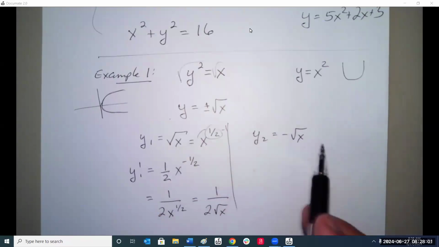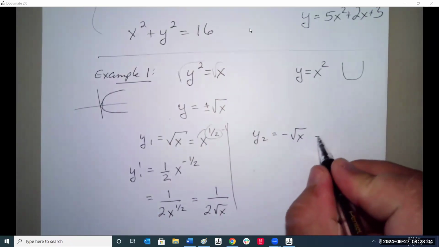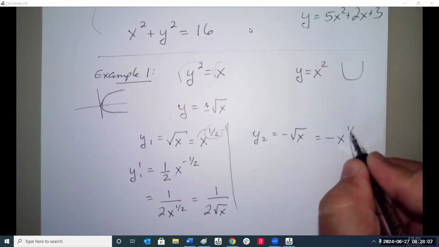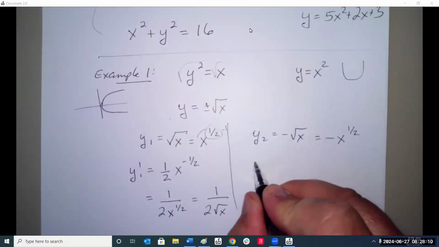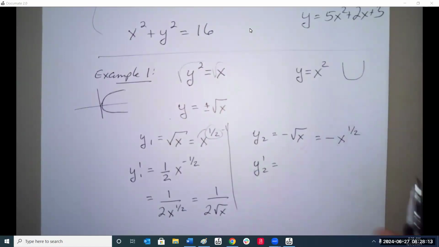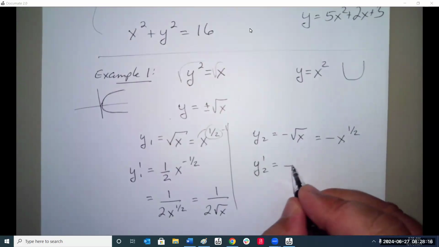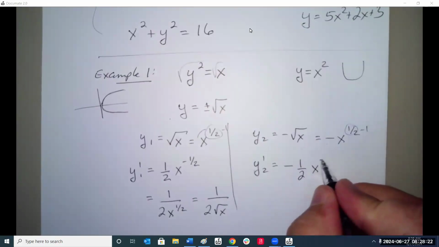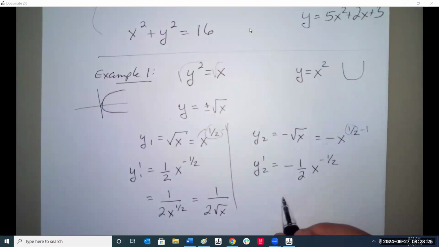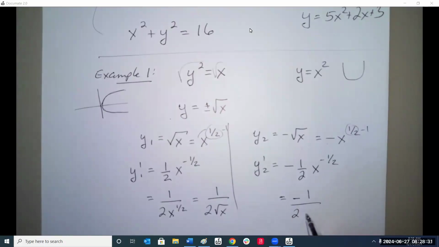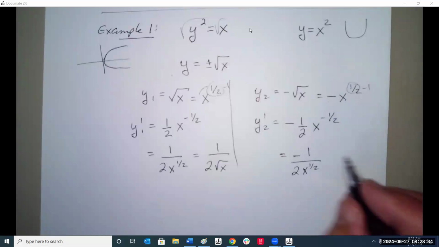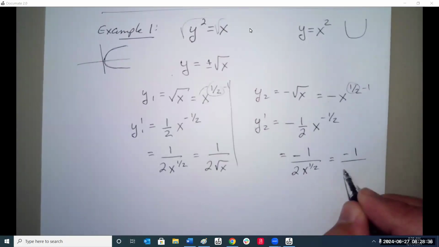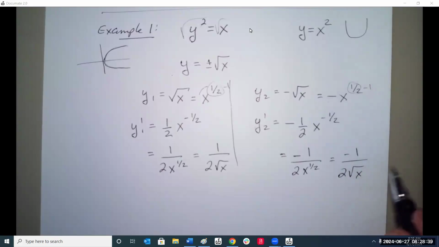That's one side, that's with the positive. Now with the negative side, this would be negative x to the power 1/2. The derivative of the second equation is negative, the power comes down and subtract 1, so we get negative 1/2 x to the power negative 1/2, which is negative 1/(2 radical x). So these are my derivatives.